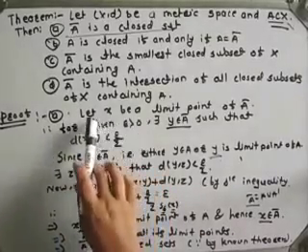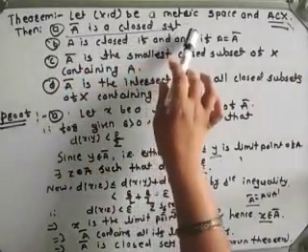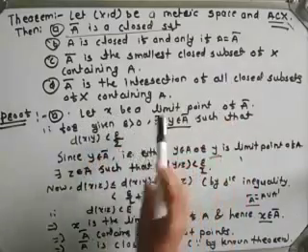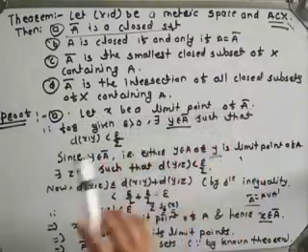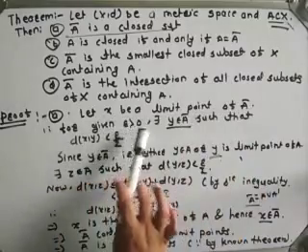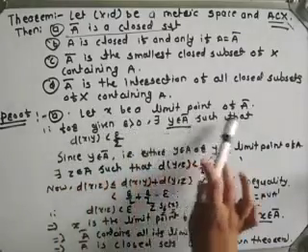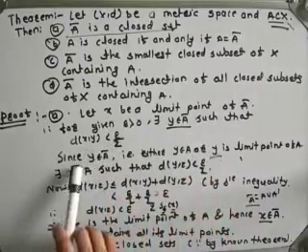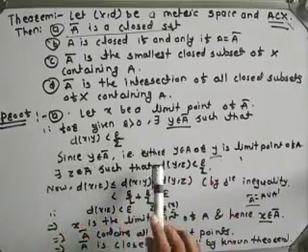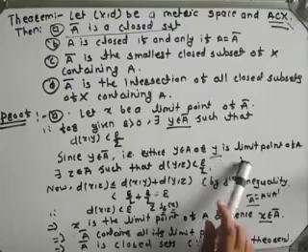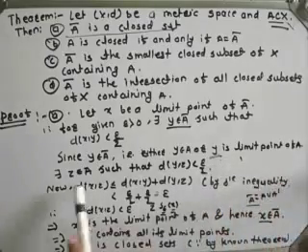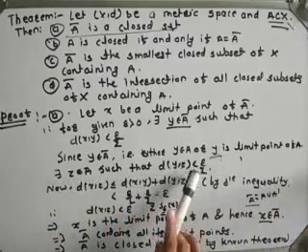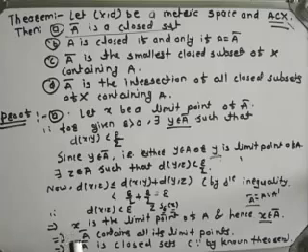What we have to prove? A closure is a closed set. For this we will show that A closure contains all its limit points. Let x be a limit point of A closure. Therefore, for given epsilon greater than 0, there exists y belongs to A closure such that d of xy is strictly less than epsilon by 2. Since y belongs to A closure, that is either y belongs to A or y is a limit point of A. Therefore, there exists z belongs to A such that distance between y and z is strictly less than epsilon by 2.